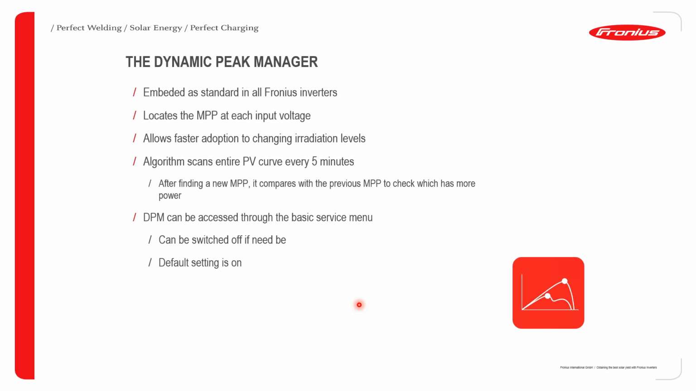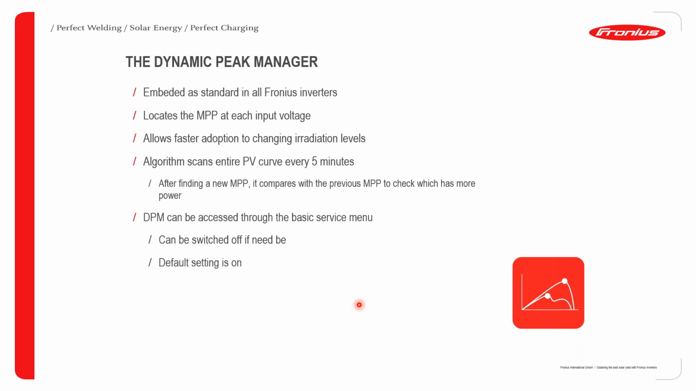And this therefore allows faster adaptation to changing irradiation levels. And this would be done on average every 5 minutes. And after the dynamic peak manager finds a new maximum power point, it compares it with the previous power point to check which one is delivering more power to the inverter.